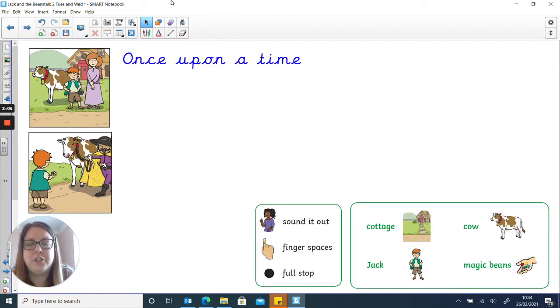So let's have a look at these pictures in a little bit more detail, because you're going to write a sentence to match each picture. Remembering capital letters at the beginning of your sentence. Try and do cursive writing, but if you're still a little bit unsure of those letters we've practiced, just do your neatest handwriting. That's all I want to see. Sound out those words. So try and sound it out yourself without your grown-up helping. Fred talk it like we do in school. Use your finger spaces between words and then a full stop at the end.